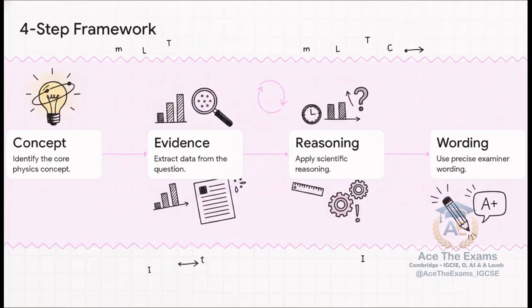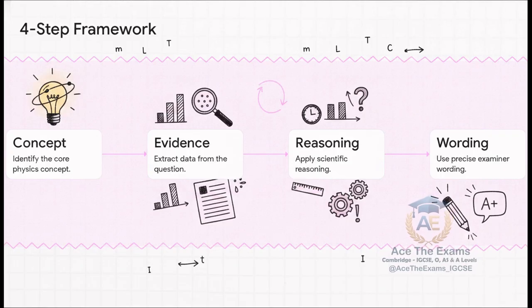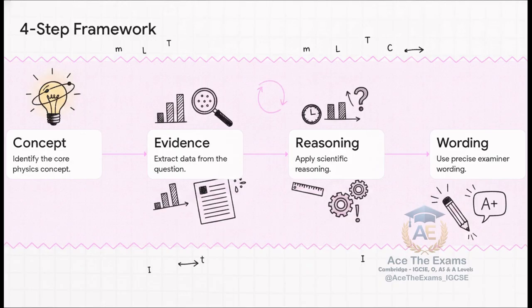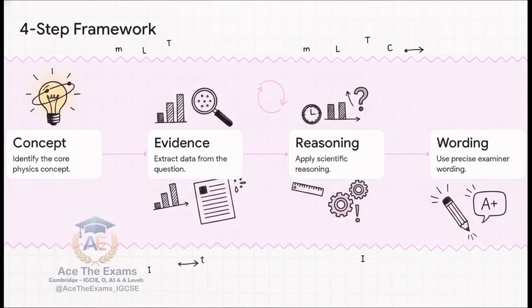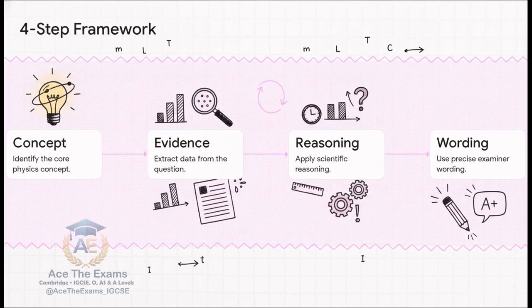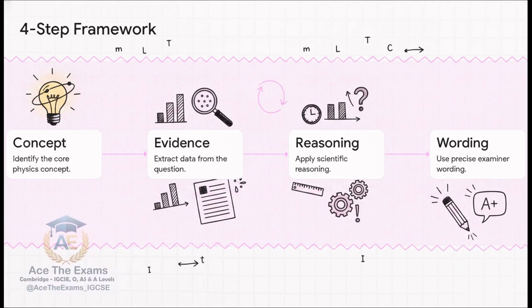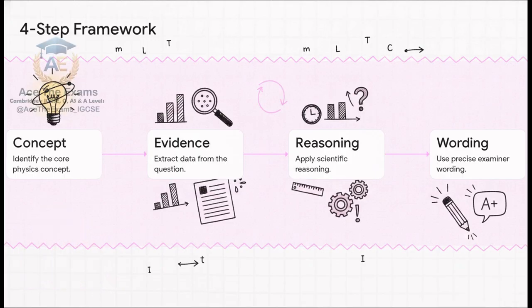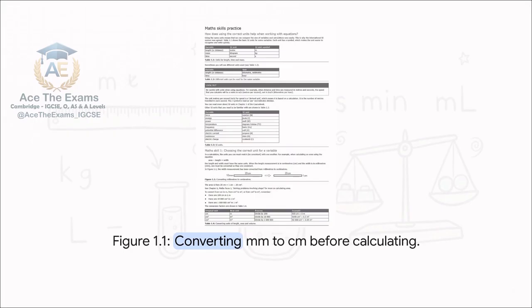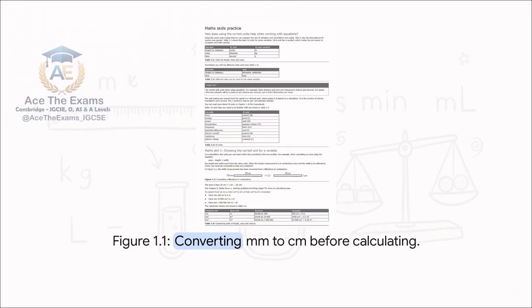Okay, let's break down this master 4-step framework. This is exactly what you need to construct a top-band Cambridge physics answer. Step 1, identify the underlying concept. Step 2, extract the evidence and data directly from the question. Step 3, apply your scientific reasoning to figure out exactly how that data needs to change. And finally, step 4, use precise examiner wording to write out your final answer. Stick to this structure and you literally cannot be fooled. Let's actually apply this framework right now using a classic example from the source text.